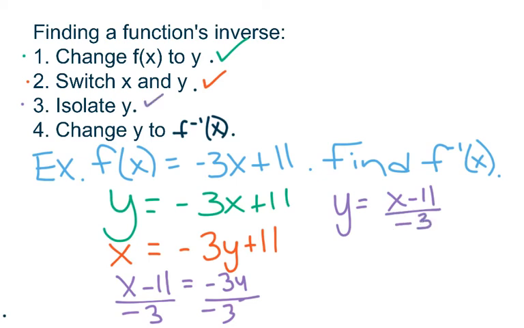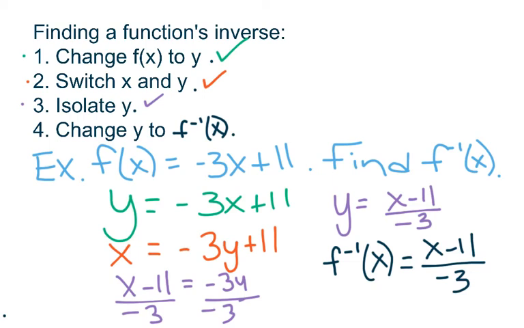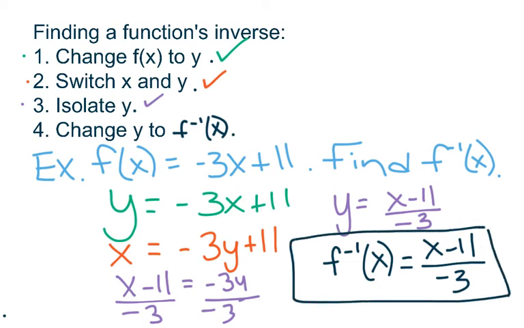Check. And then the last thing I'm going to do is change the y to f to the negative 1 of x. And that is because I always want to know that I've actually found an inverse. So f to the negative 1 of x is equal to x minus 11 over negative 3. Now there are some different ways to write this, and I will count all of them, and we'll talk about that later. I just want to get the basics down.